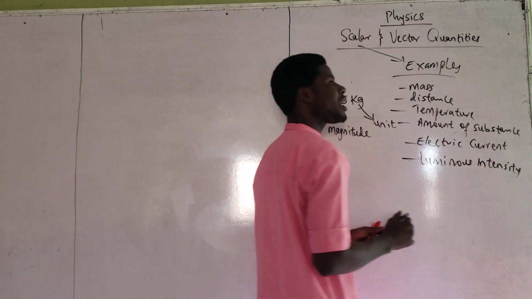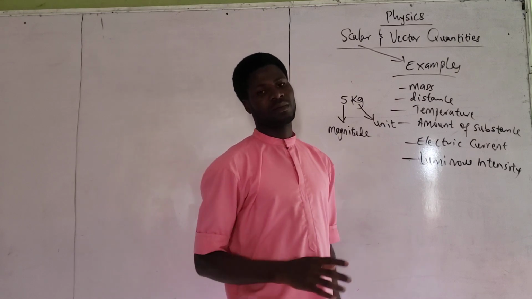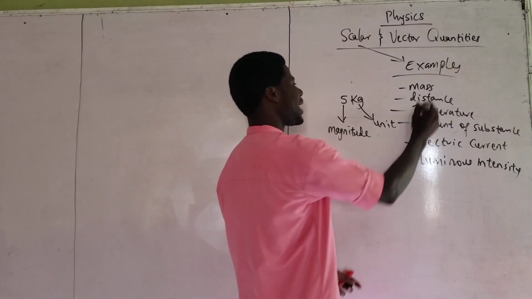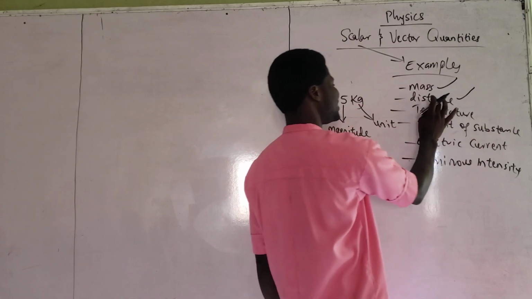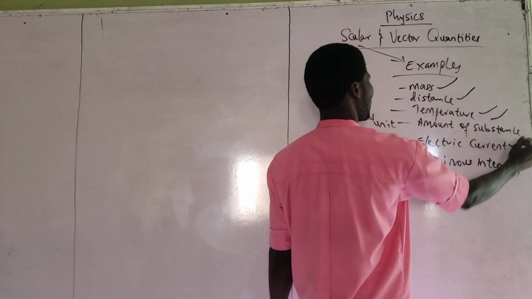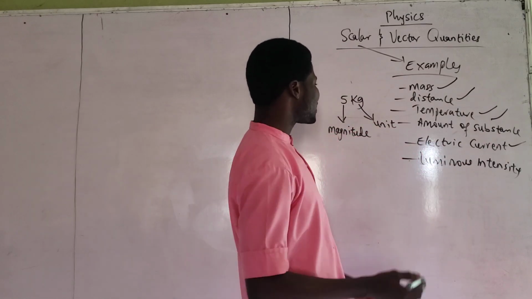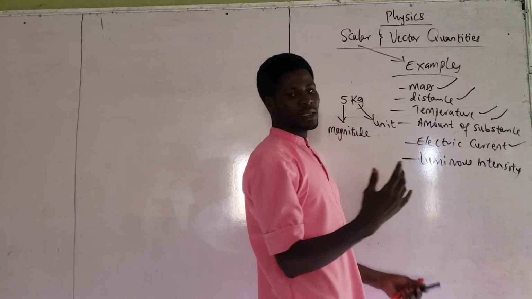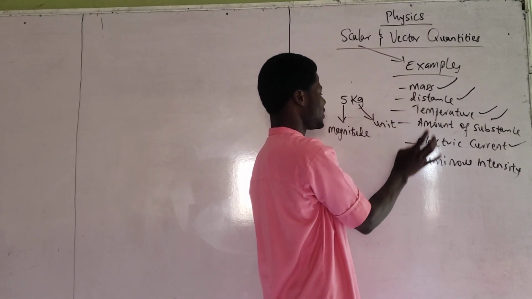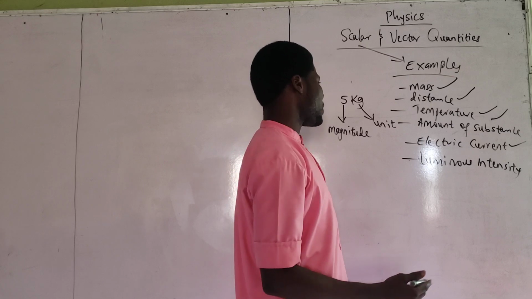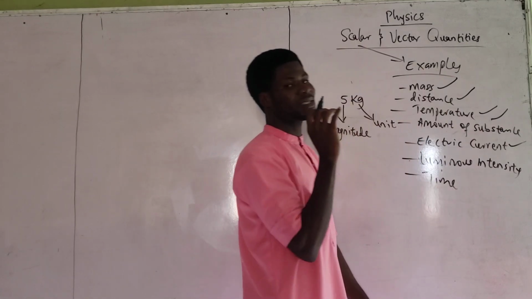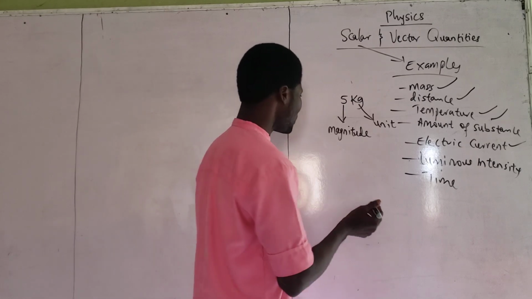So all the fundamental quantities, invariably, they are scalar quantities. And if you look at this, distance is part of length. Then temperature, amount of substance, current, luminous intensity, what again? Fundamental quantities are 7 in number. 1, 2, 3, 4, 5, 6. It's remaining 1. And the last one is what? Time. So they are all scalar quantities as well.